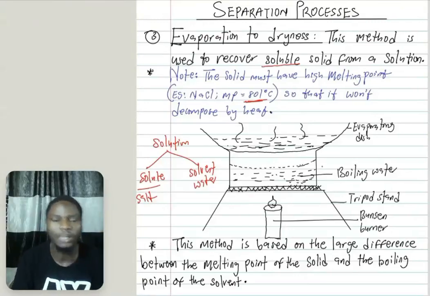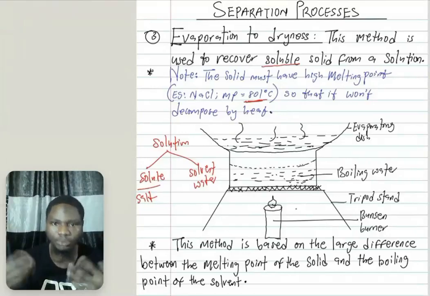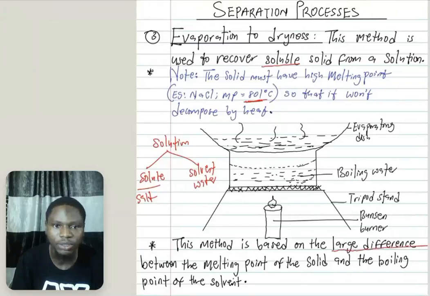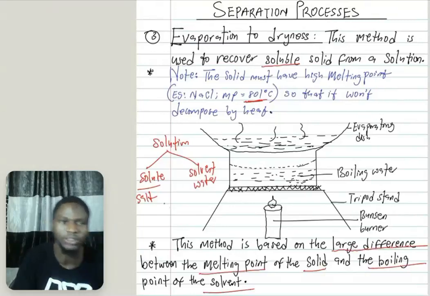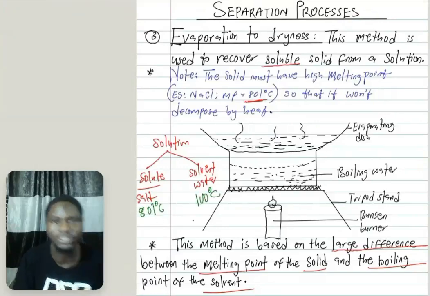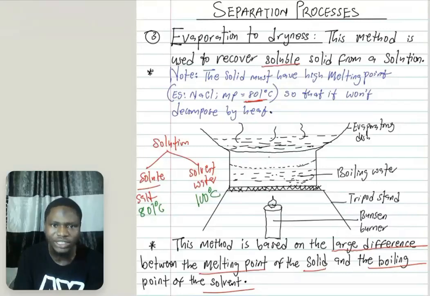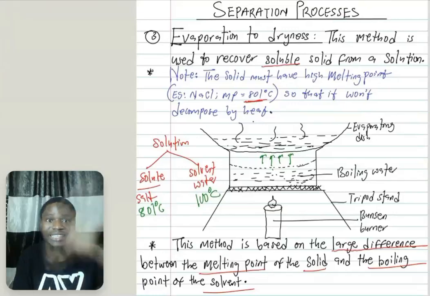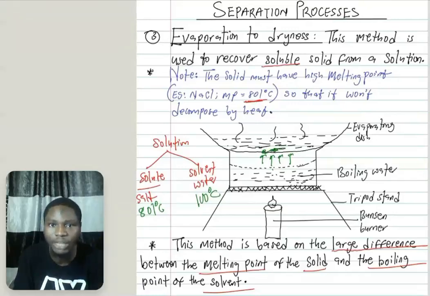Take note of that. Now, on what principle does this evaporation to dryness operate? You see, the principle is based on the large difference between the melting point of the solid and the boiling point of the solvent. I will explain something. Salt has a melting point of 801 degrees Celsius and water is 100 degrees Celsius. You can see the large difference. If I'm trying to heat this up, the heat from the boiling water will heat up this evaporating dish, and the water will evaporate as gas away. Then your salt can be left behind.